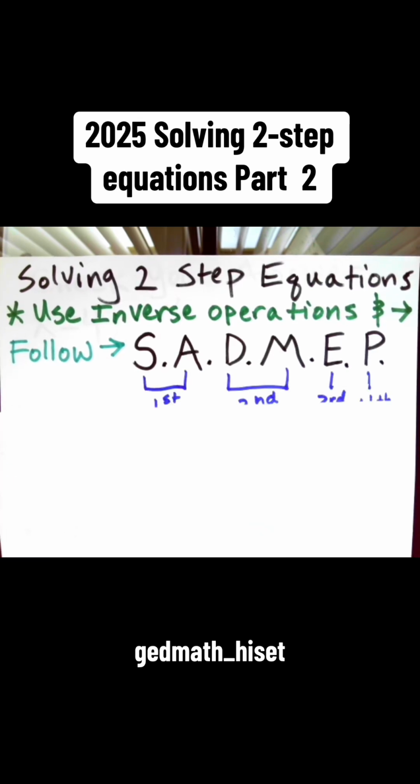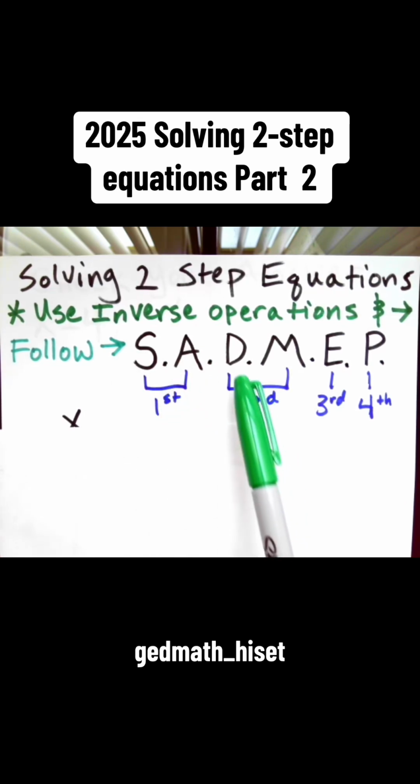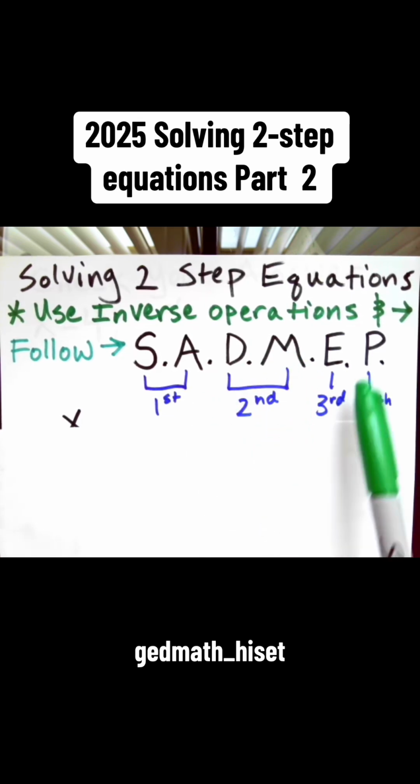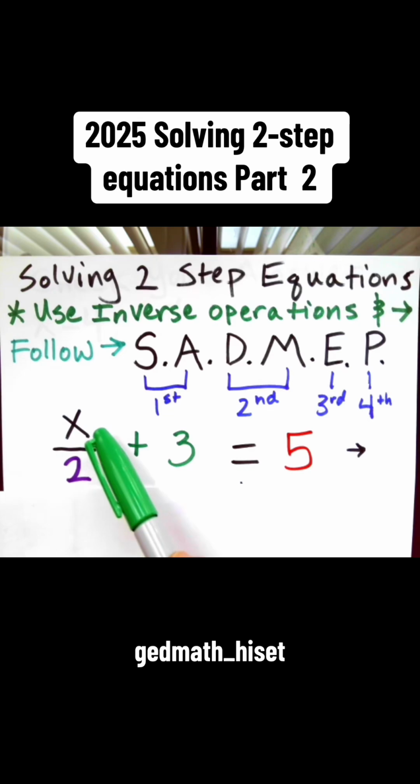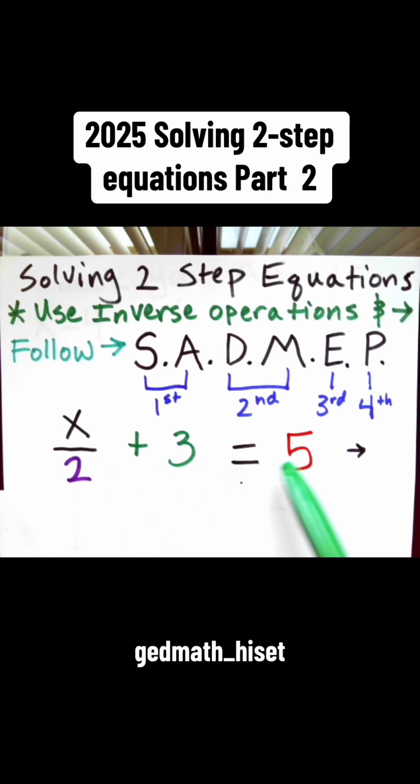Let's take a look at this particular order that you would work. Again, subtracting and adding first, doing the inverse, dividing or multiplying second, doing the inverse or the opposite, and then you have exponents and then parentheses. So let's take a look at our problem here. Remember, every fraction is a division problem. So here we got x divided by 2 plus 3 equals 5.